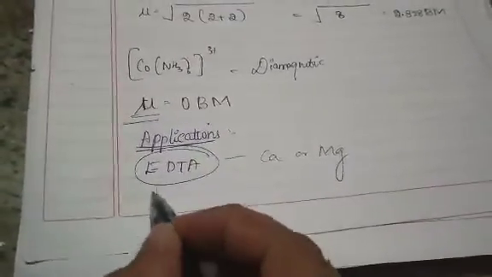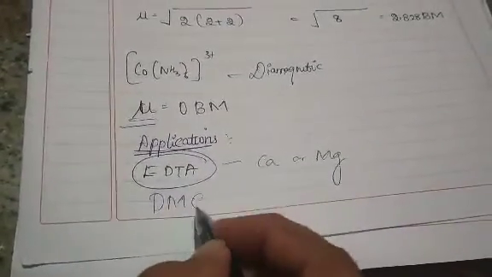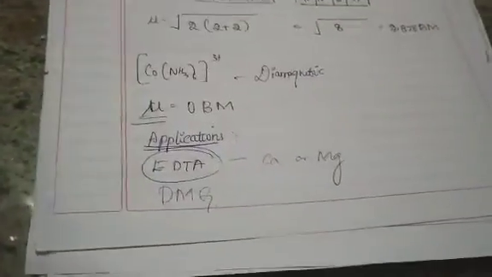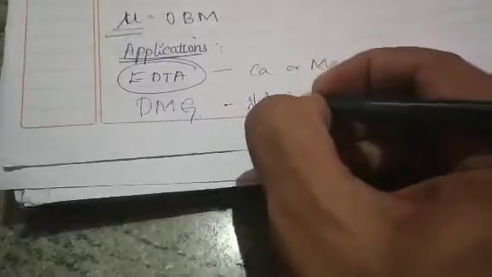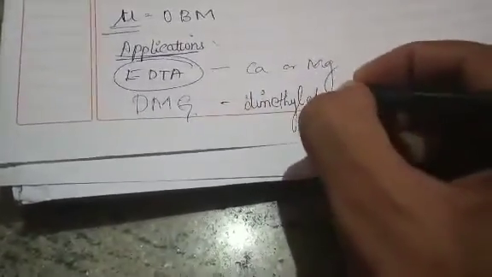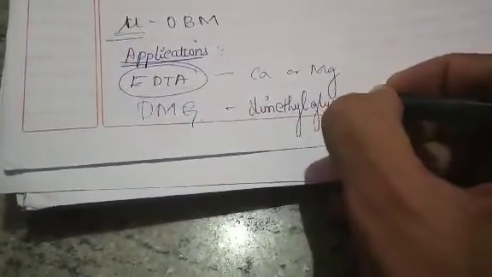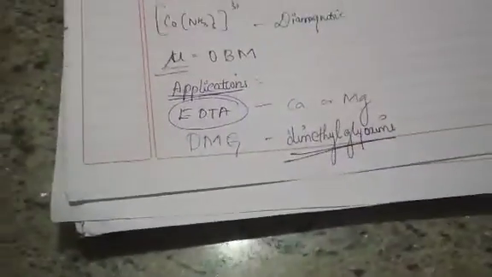One more most important reagent, which also uses a ligand called dimethyl glyoxime. So this is also a ligand like your EDTA, which acts as a ligand over here. Dimethyl glyoxime is also one of the major important titrants you are going to use for qualitative and quantitative analysis.